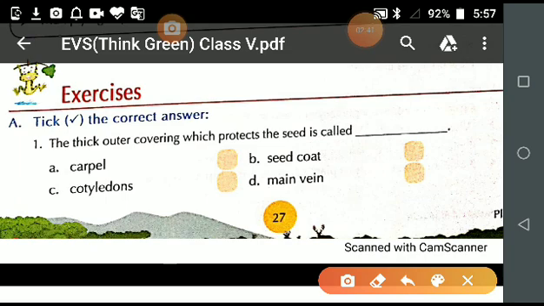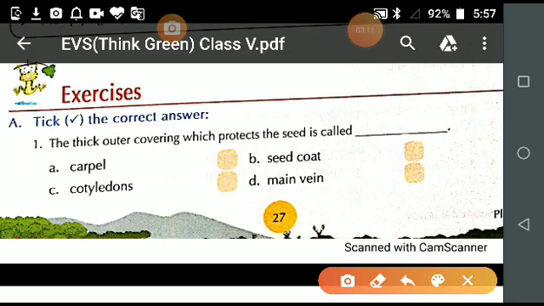Now next, cotyledons. So student, when I explained the structure of a seed, what is the cotyledon? Cotyledon is the food for the embryo, or you can say that cotyledon is the food for the baby plant.